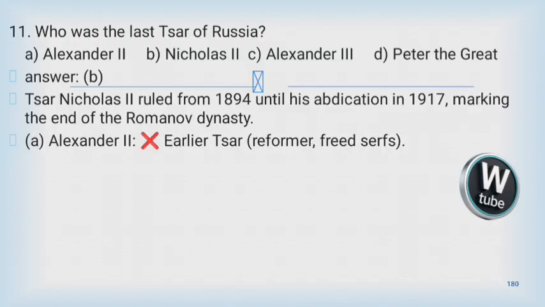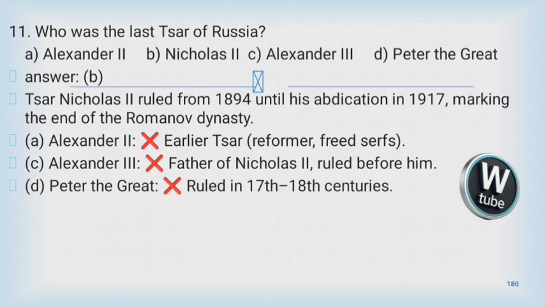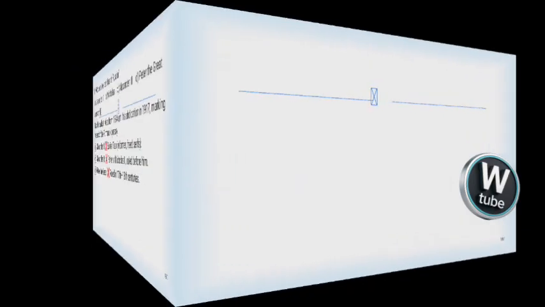Alexander II was an earlier Tsar who was a reformer and freed the serfs. Alexander III was the father of Nicholas II and ruled before him. Peter the Great ruled in the 17th up to the 18th centuries.